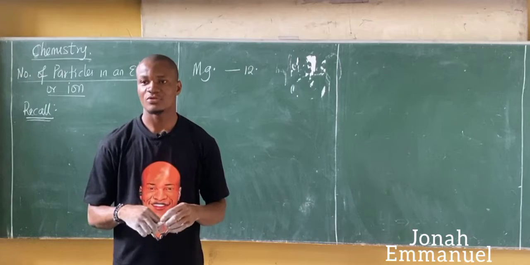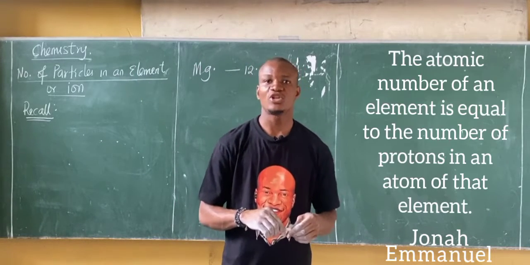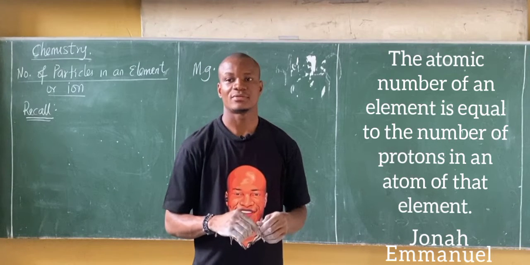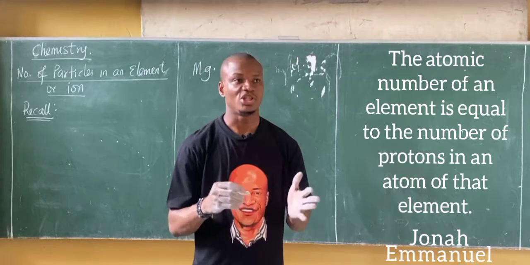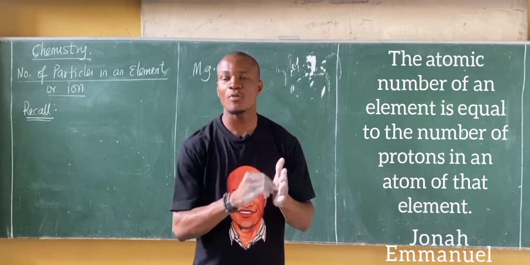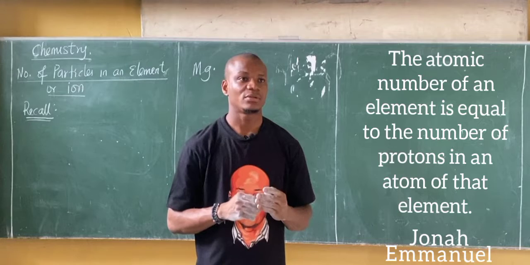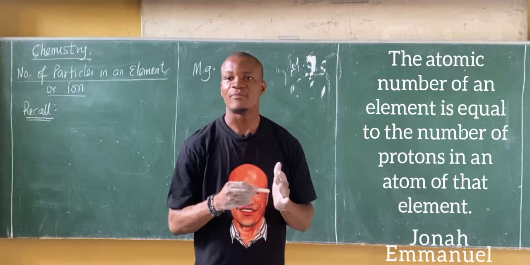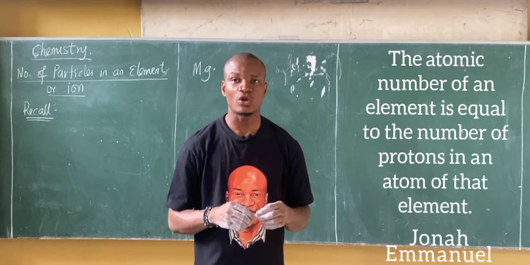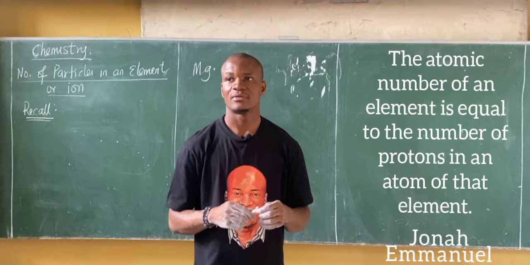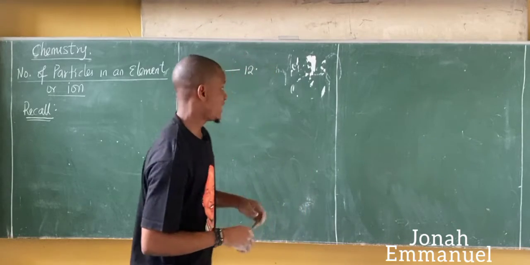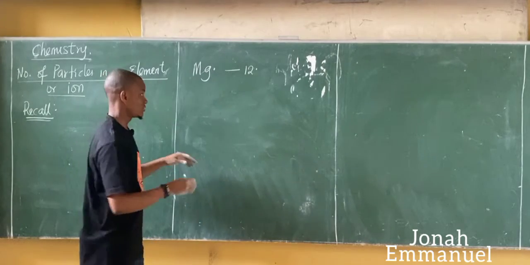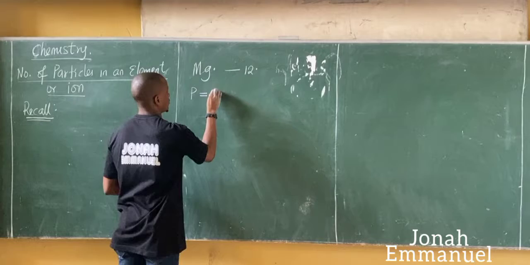Okay, note. The atomic number of an element is equal to the number of protons in an atom of that element. So if I have this element having atomic number 12, how many protons are there? 12 protons. So protons, P, is equal to 12.